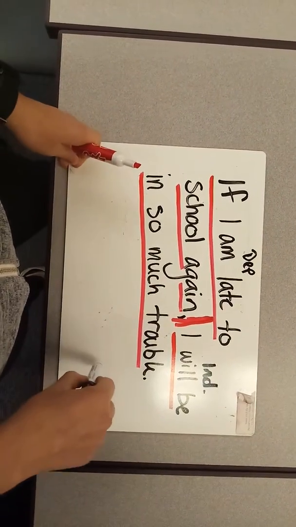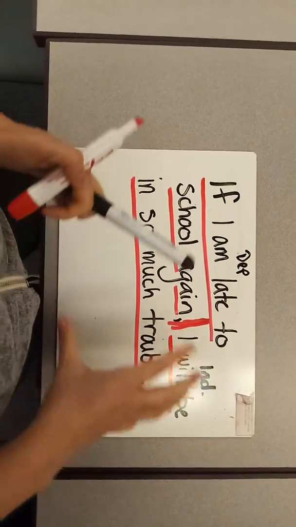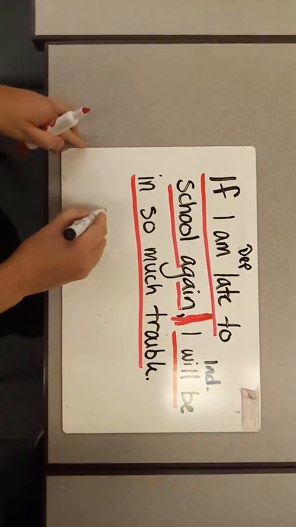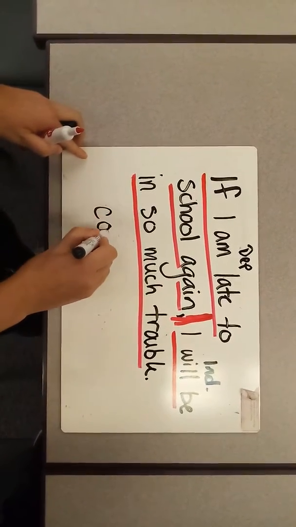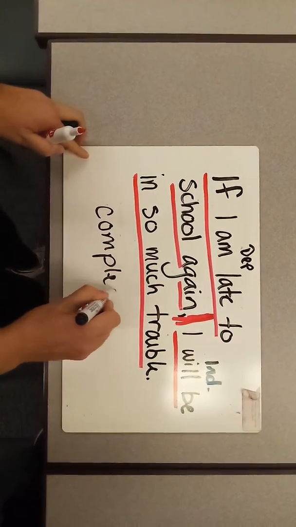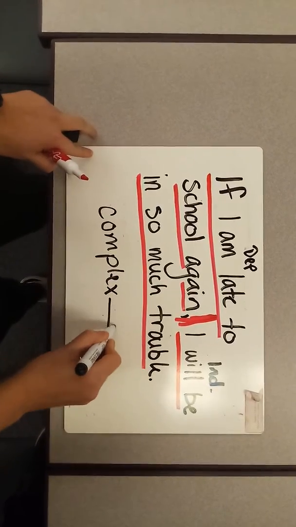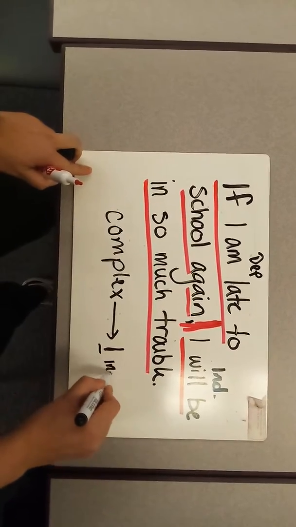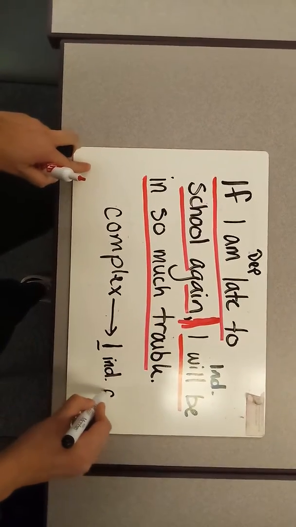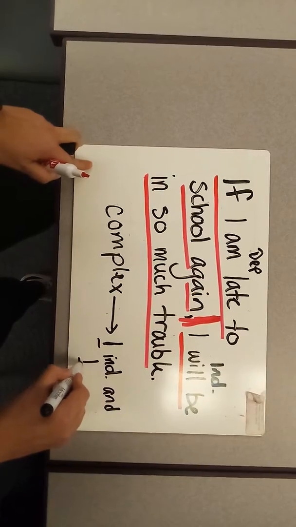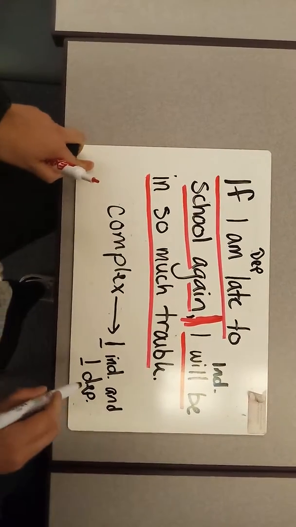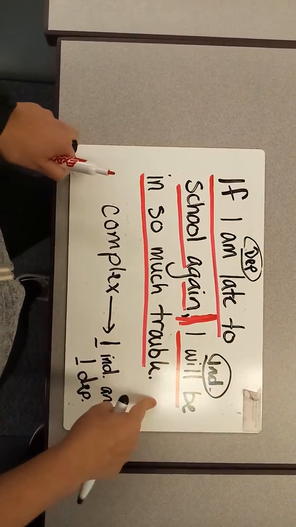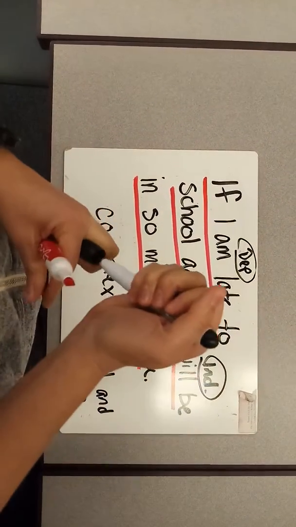Now, what's interesting about compound and complex sentences, when you want to make big sentences, is this right here is called a complex sentence, because a complex sentence is going to have one independent clause and one dependent clause. So we have one dependent, one independent. That makes this right here a complex sentence.